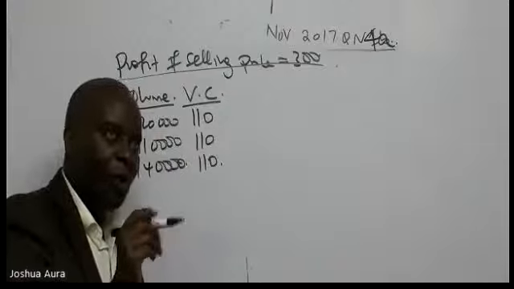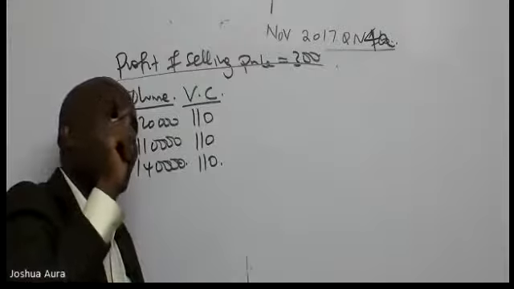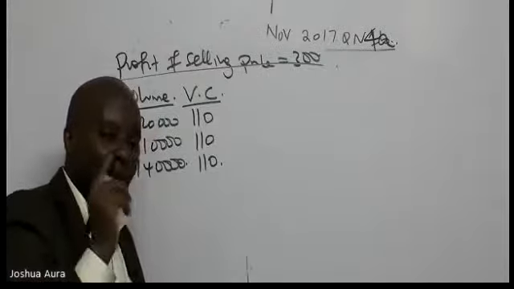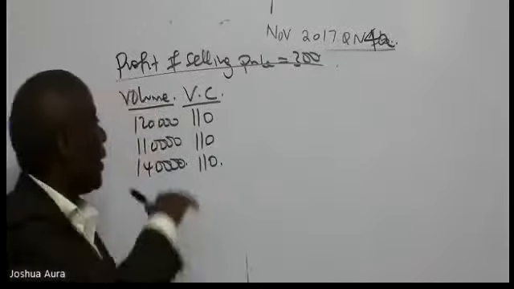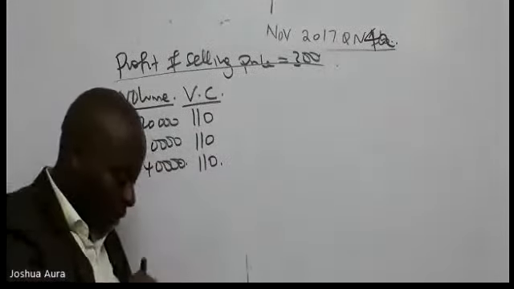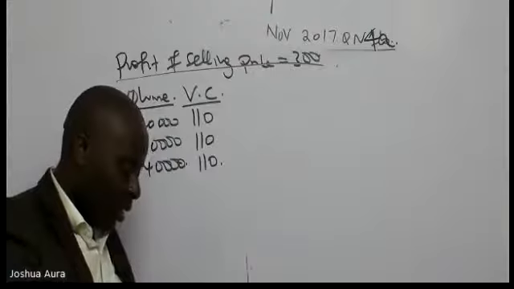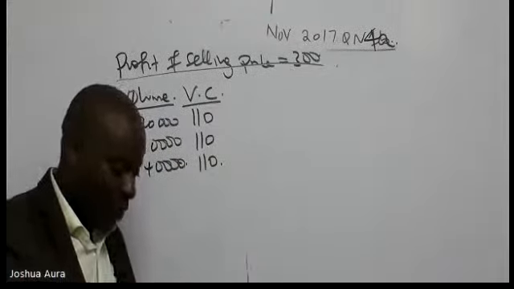120. If you're going to produce a maximum of 100,000 units and below, then the variable cost will be 120. However, if production exceeds 100,000, like these 3, then the variable cost goes down to 110 per unit. Thank you very much.